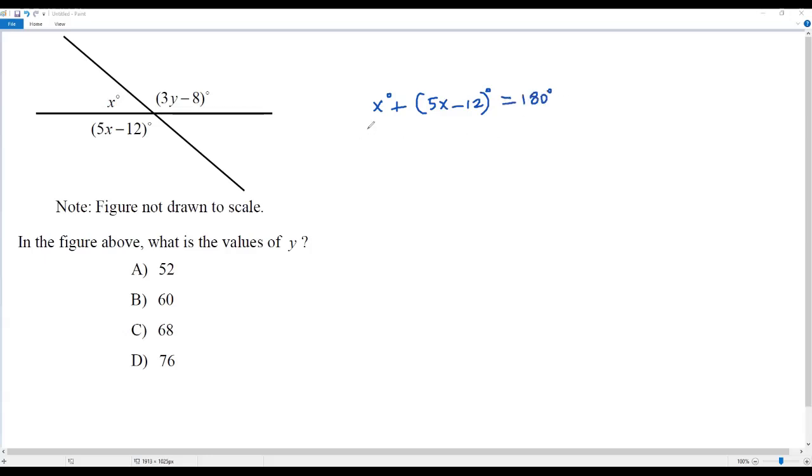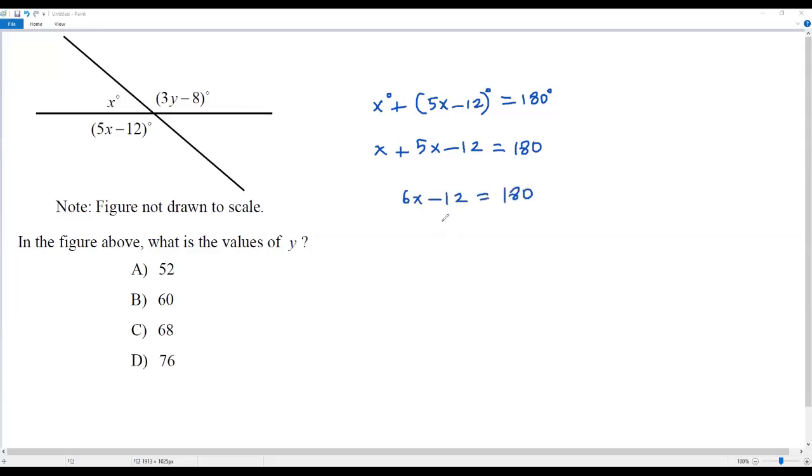Now let's solve for x in this equation. Simply, we can write x over here. We can distribute this positive sign to 5x and negative 12. Then we'll be getting x plus 5x negative 12 equals 180. When I combine x and 5x, I'll be getting 6x negative 12 equals 180.